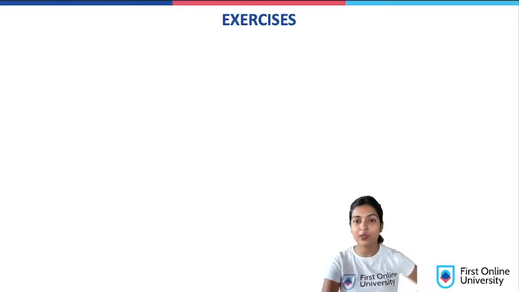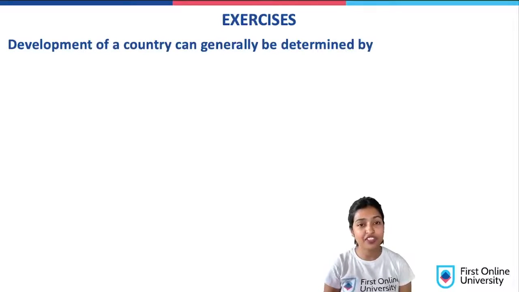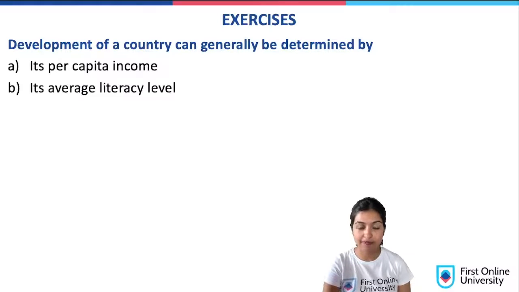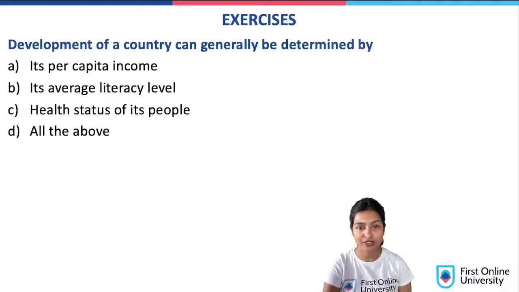Now let us begin with the exercises and the MCQs. Development of a country can generally be determined by A. Its per capita income, B. Its average literacy level, C. Health status of its people, and D. All of the above.